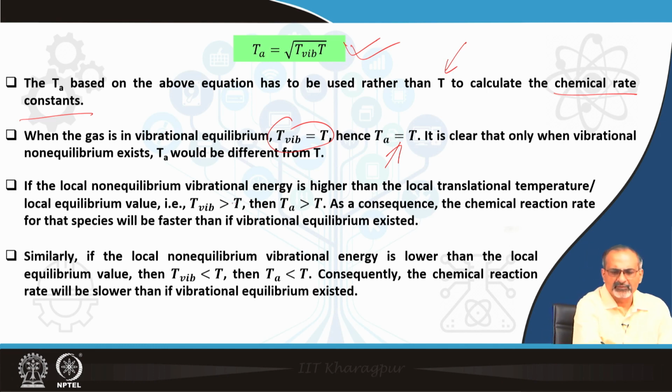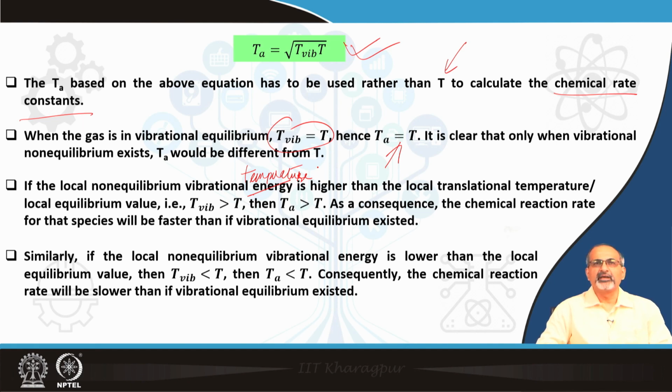If the local non-equilibrium vibrational temperature is higher than the local translational temperature, or local equilibrium value of that, then if you plug that T vibe into the T A expression, obviously the T A comes out to be greater than T. As a consequence, the chemical reaction rate for that species will be faster than if vibrational equilibrium existed. So, that is how the augmentation is taken care of through the model.